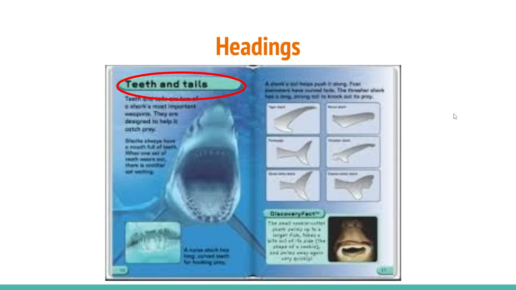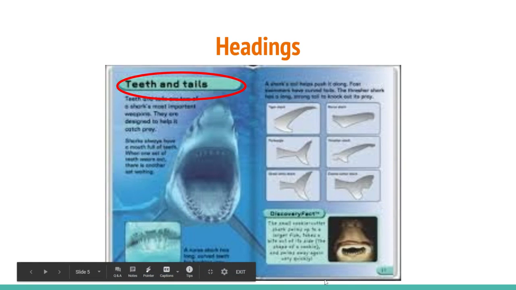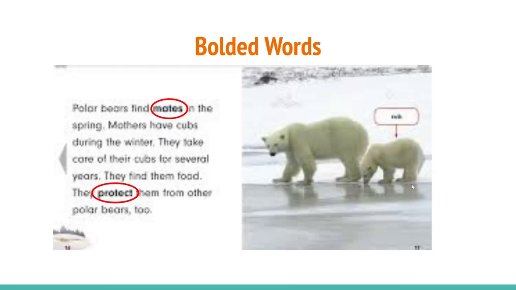Our next part is called headings. These are going to be at the beginning of each section, and they would match up with the sections we saw in the table of contents. So this heading is Teeth and Tails. So in the table of contents of this book, they would have a section called Teeth and Tails on page 11. And it tells us what this whole section will be about.